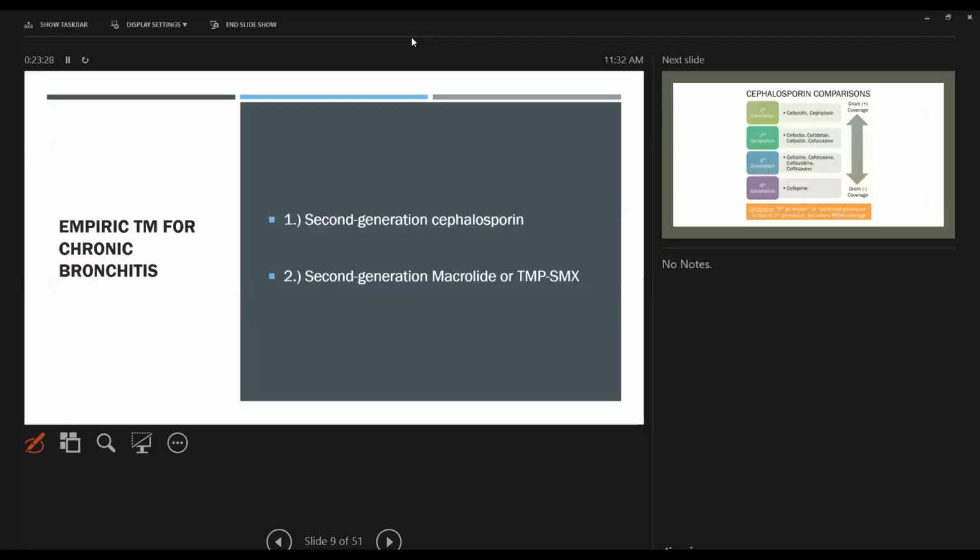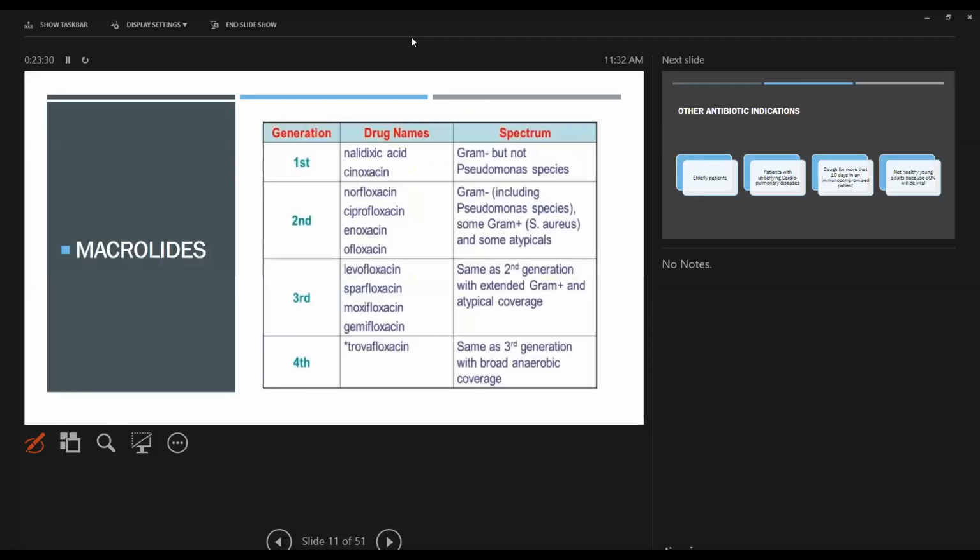Macrolides, so we talked about a second generation macrolide. So your second generation macrolides is going to be Cipro. But a lot of times with these guys, I probably break the rule. I go straight for Levo. It's just one time a day and it kicks butt. So I usually will use Levo.